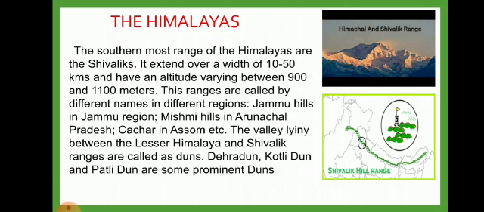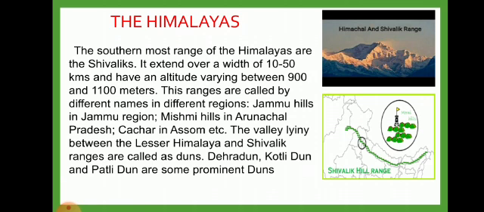To the extreme south of the Himalayas, that is, south of the Lesser Himalayas or Middle Himalayas, lies the Sivalik. The southernmost range of the Himalayas is the Sivalik. It extends over a width of 10 to 50 kilometers and has an altitude varying between 900 and 1100 meters.